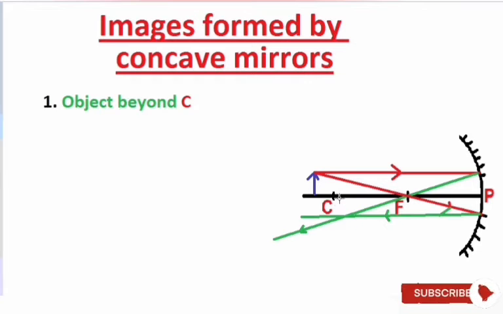So I'll draw a straight line from the principal axis down to this point. Okay, I'll draw it from this point this way. Then I'm going to indicate with arrows here that the image is inverted. Now this is the image formed.